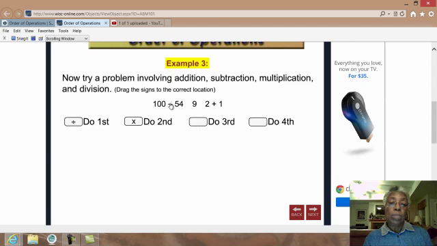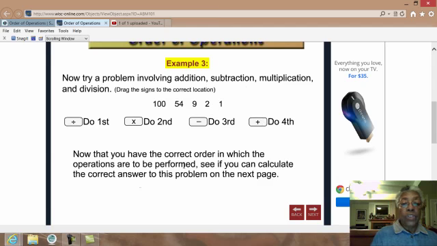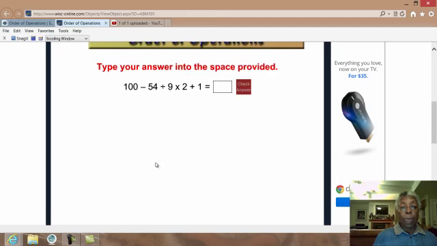Now we have our subtraction and our addition. Now that you have the correct order in which the operations are to be performed, see if you can calculate the correct answer to this problem on the next page. Let's check it out. Type your answer into the space provided.